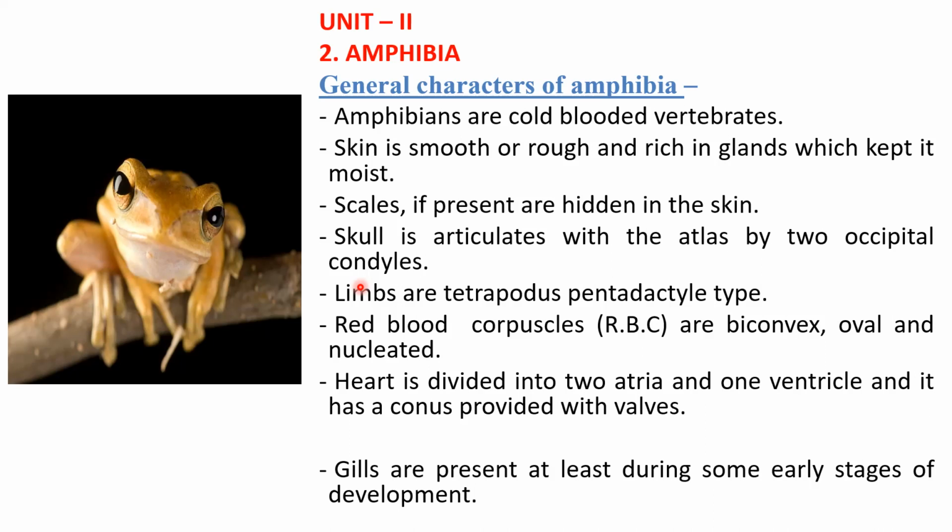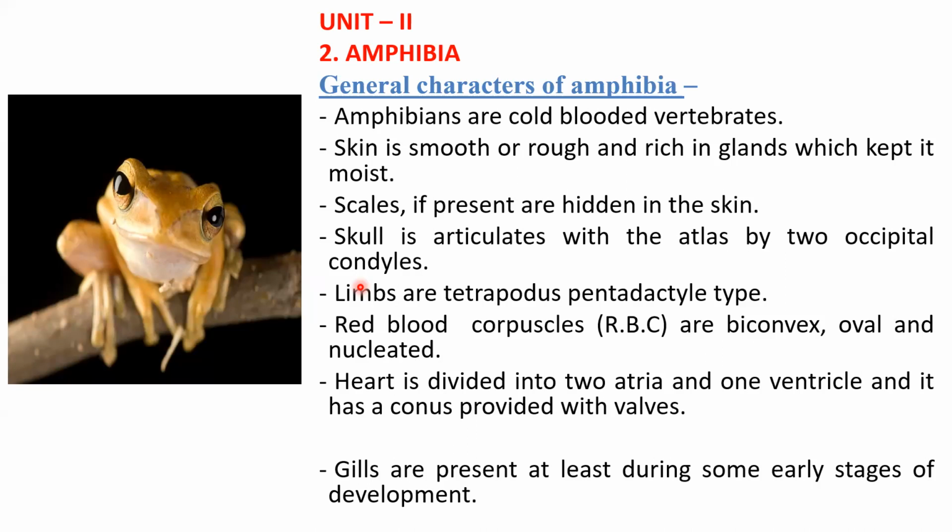In the last few periods, we have seen about the fishes, and in fishes it is noted that the heart is two-chambered, that is, one auricle and one ventricle are present. The heart of fishes is also called the venous heart, due to the presence of deoxygenated blood in that heart.